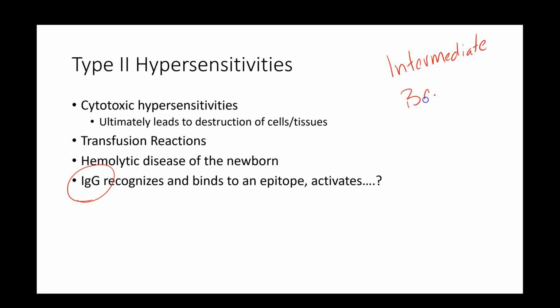It's also B cells, but in this case, it's going to be IgG. And instead of inflammation, it's actually direct cellular destruction. I think they call it cytotoxicity. Yes, it's the cytotoxic response, or another name for type 2 hypersensitivities is cytotoxic hypersensitivity.